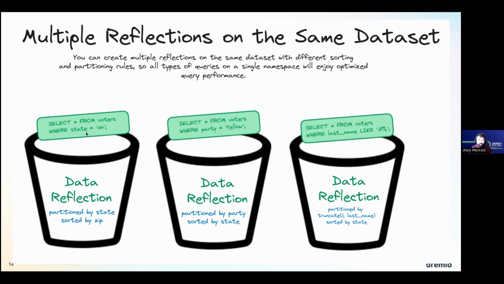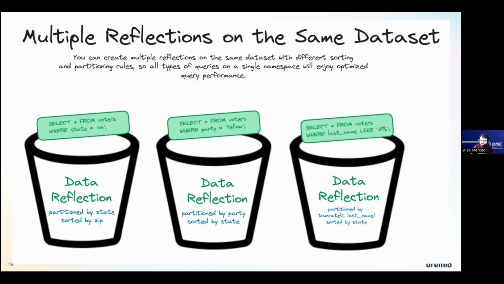So in this case, a query to select from voters from the state of Ohio, it'll automatically go to here because that's already partitioned by state, and Dremio will recognize that and just use that reflection to execute that query. Me, the analyst, don't even have to think about it. I don't have to be aware of all these reflections. Dremio is just matching it behind the hood.